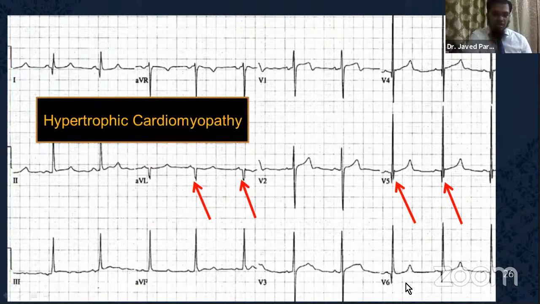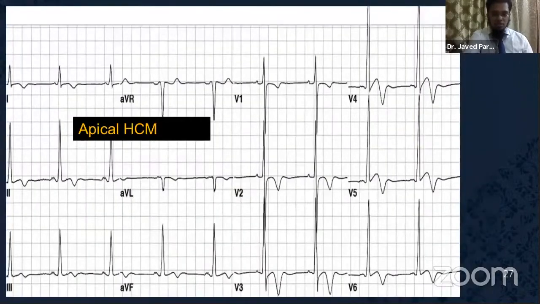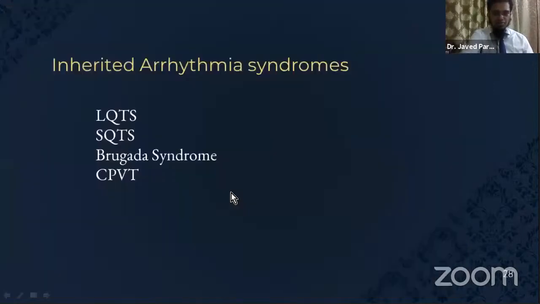This sort of pattern is less commonly seen in India. The much more common pattern is T wave inversion, LVH with strain pattern. But even with this pattern, you have a diagnosis of a structural heart disease. So this is the pattern which is commonly seen in India, that is apical HCM. You have these T wave inversions in precordial leads and left ventricular hypertrophy. Then certain inherited arrhythmia syndromes also you can pick up on ECG, that is long QT syndrome, short QT syndrome, Brugada syndrome, and CPVT.